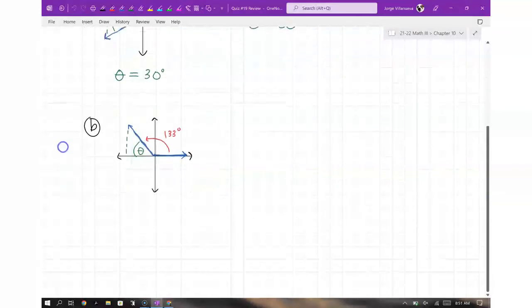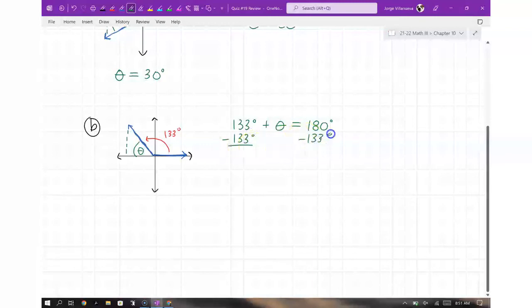Okay? So if that angle is 133 degrees, then what's theta? What is it supposed to equal? If I do 133 degrees plus theta, what is it equal to? You guys know? What should I put on the right side of that equation? 180, right? It should be equal to 180 degrees. So if you subtract 133 on both sides, theta would be 47. And that's your answer.